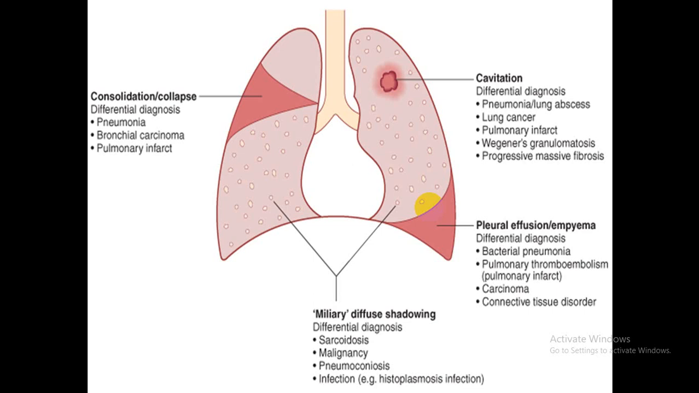Cavitary lesion can be seen in TB, as I said, but also in pneumonia, lung abscess, cavitary lung cancer, pulmonary infarction, Wegener's granuloma, and massive fibrosis. This is the differential of cavitation. Consolidation or collapse can be seen in TB, or pneumonia, carcinoma, whatever. So this diagram is very important, giving the differential of the lung lesion which presents in TB. Miliary can be in this condition, pleural effusion can be seen in this condition, cavitary lesion can be seen in this condition. So this is the differential diagnosis of TB presentation in the lung.